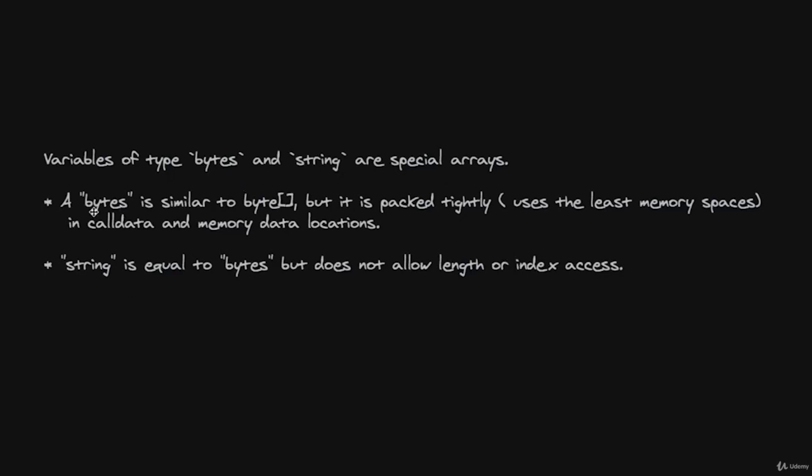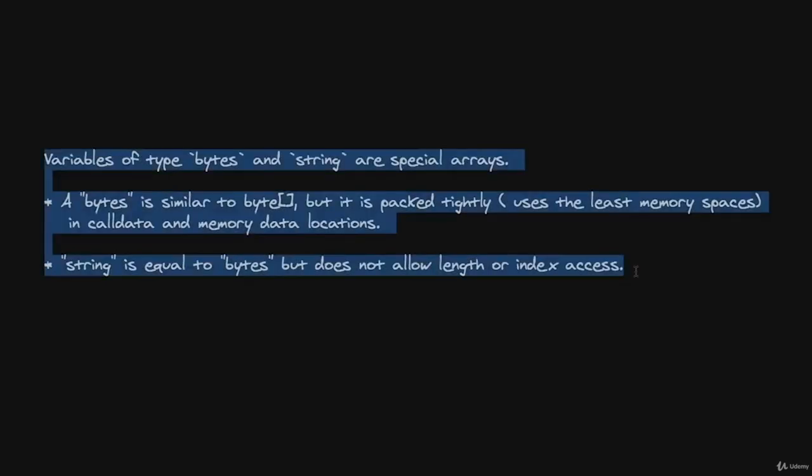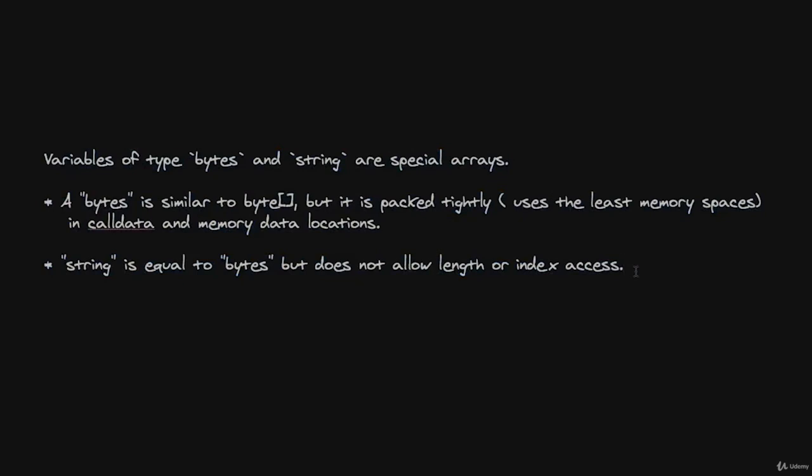The bytes type is actually an array of byte, but the only difference is they're tightly packed. What that means is it uses memory efficiently, and they use the least memory space possible, and they are stored in calldata and memory data locations. String is exactly like the array of bytes, but it does not have the extra members like length, and it doesn't have index access. So you cannot call string 0.